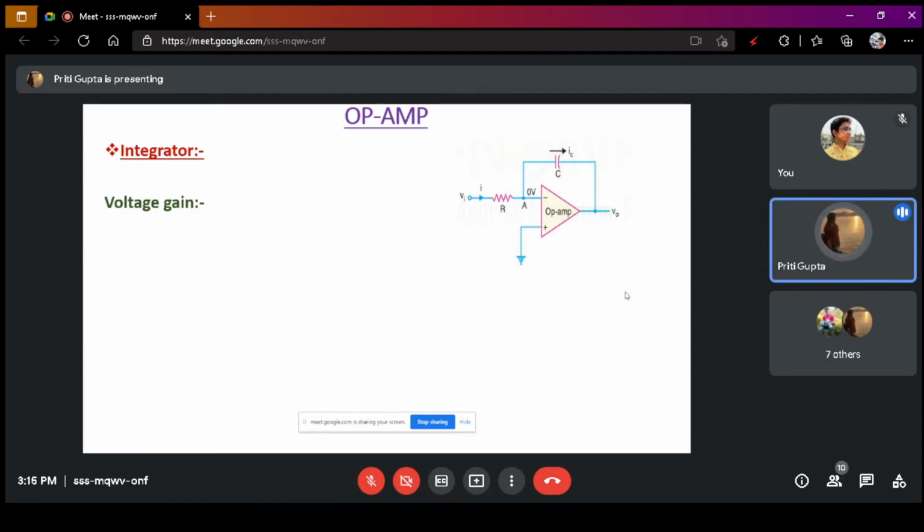Yes, ma'am. Now write down, when a signal is applied to the input of the circuit, the output signal waveform will be the integration of the input signal waveform.